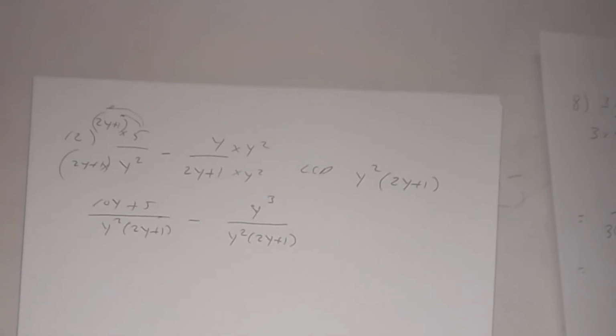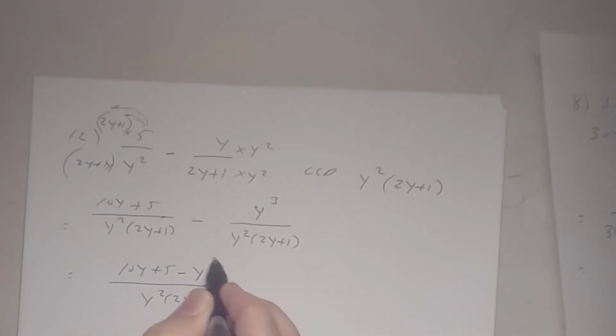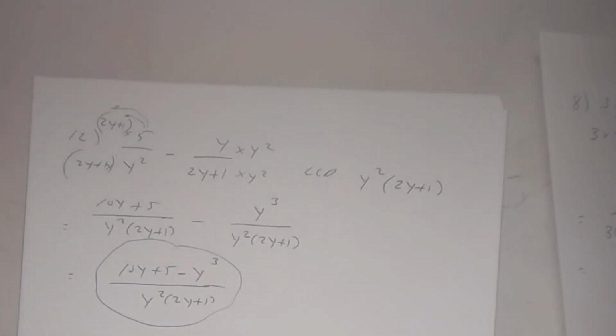All right. And now you do what? Put them as one fraction. So when we write one fraction, this is my denominator. Your denominator is your LCD. So you say 10y plus 5 and then what? Minus, and you need parentheses, minus y cubed. Can you combine anything? No. You're done. You can't factor that. Okay, that's all you do there.